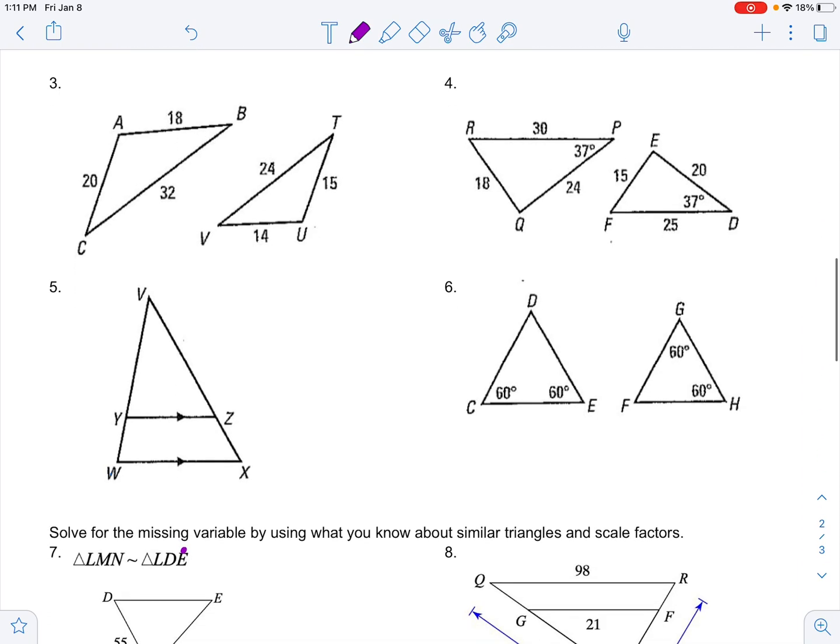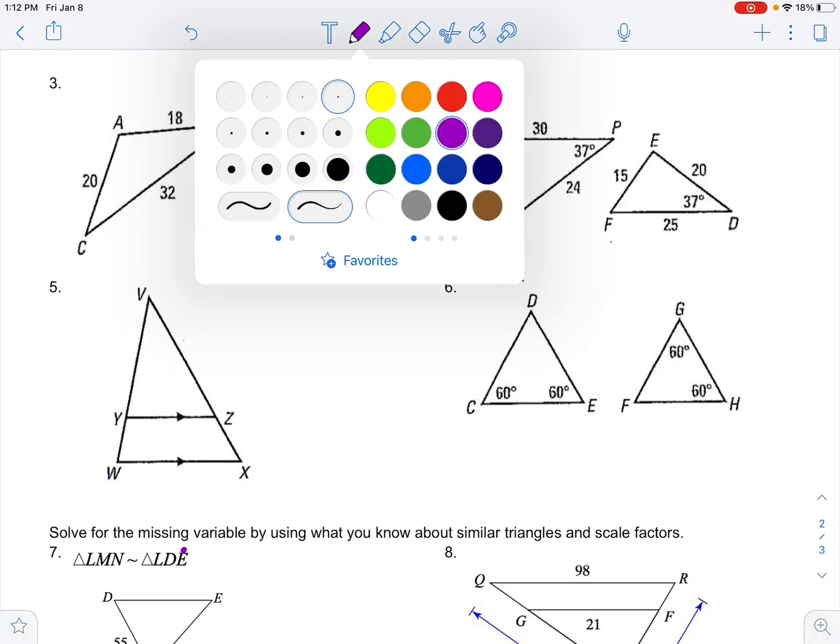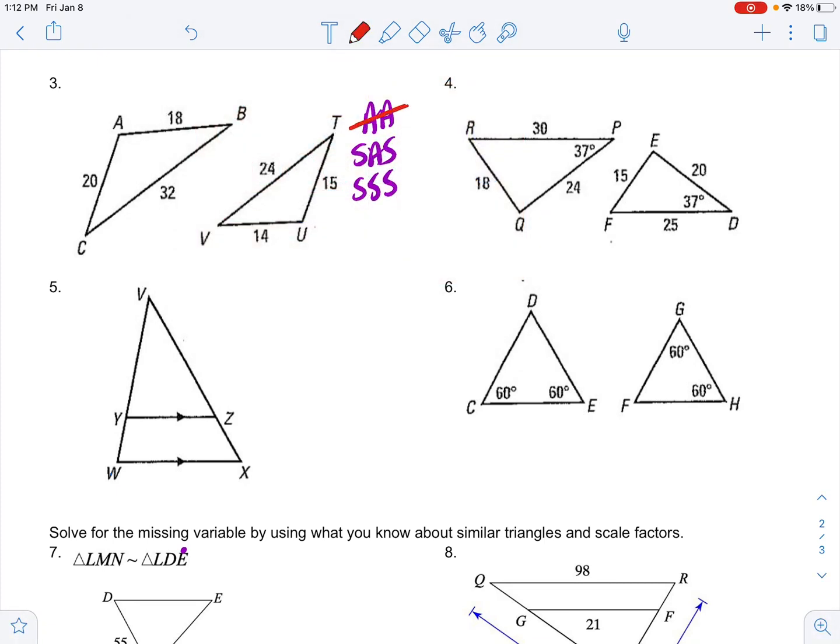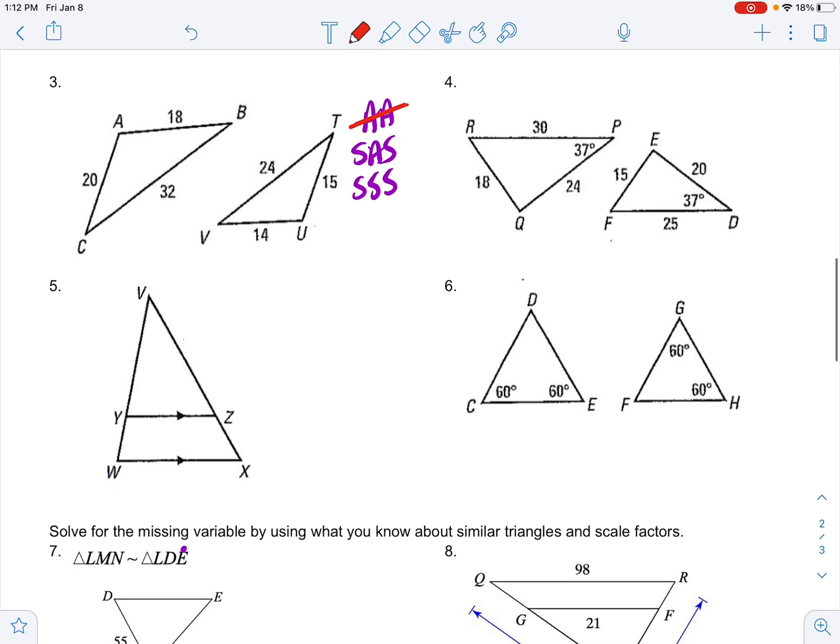Okay, next one, number 3. All right, so we have angle, angle, side, angle, side, and side, side, side. Do I know anything about the angles in either triangle? Nope. So we can cross angle, angle off. Do I know one angle in each triangle? Nope. So it can't be side, angle, side. So we're looking at side, side, side. So let's set this up.